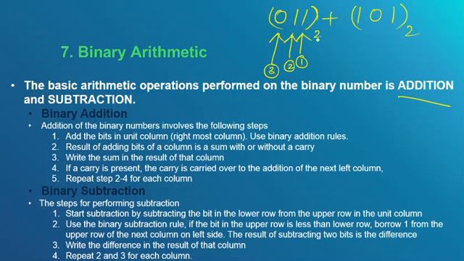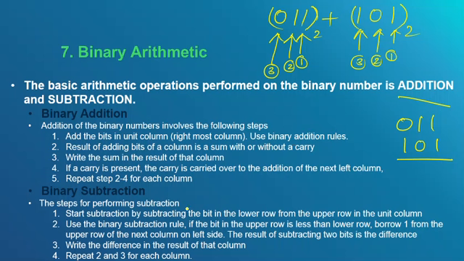Each unit column must be added up with the same unit column in the second number. So this is 1, this is 2, this is 3. So each unit column must be added. Simple. 0 1 1 1 0 1 1. So each bit will be added up using the binary addition rule.